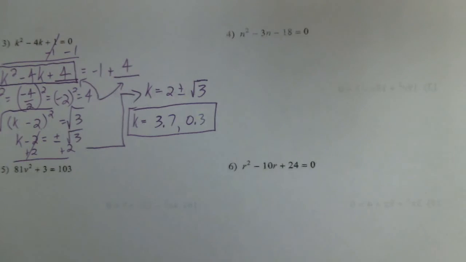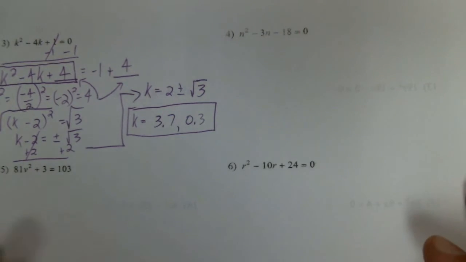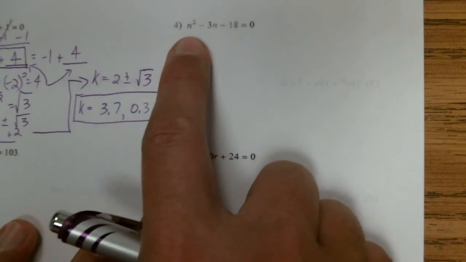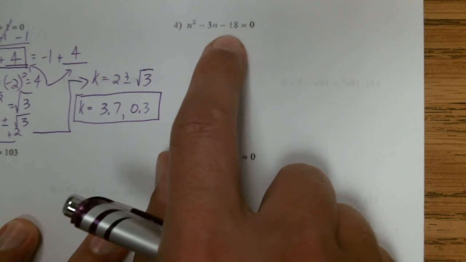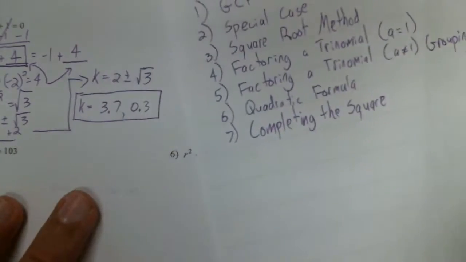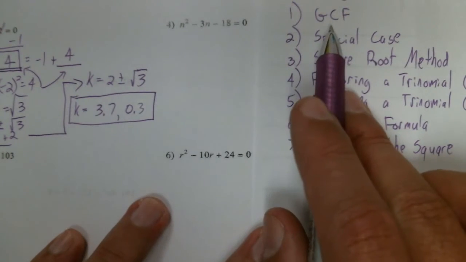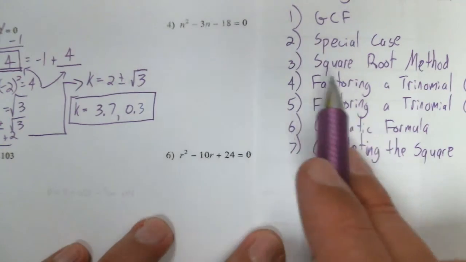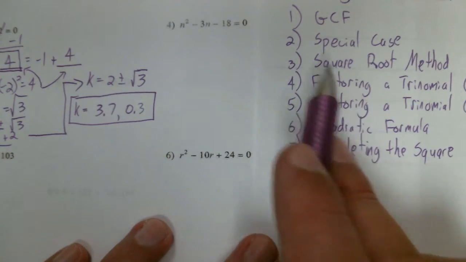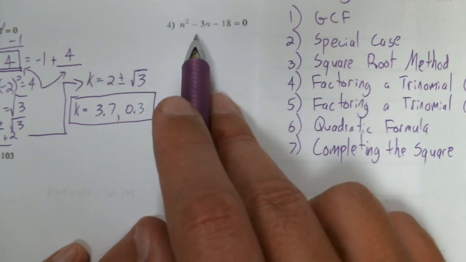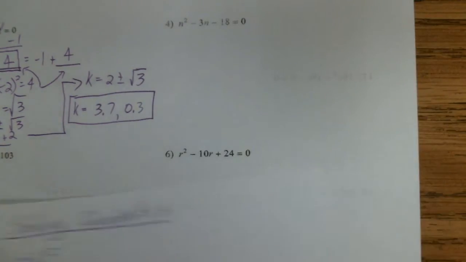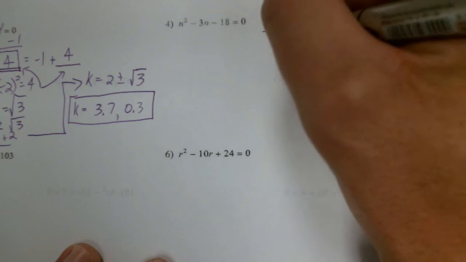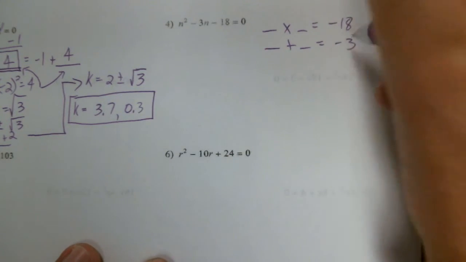Okay, so let's move on to the second one here. I've got number 4, n squared minus 3n minus 18. Okay, so let's go down through our list. GCF, no. Special case, no. Square root, no. I've got a b term. Factoring when a equals 1. Are there any factors of negative 18 that add to negative 3? What times what gives me negative 18, and what plus what gives me negative 3?